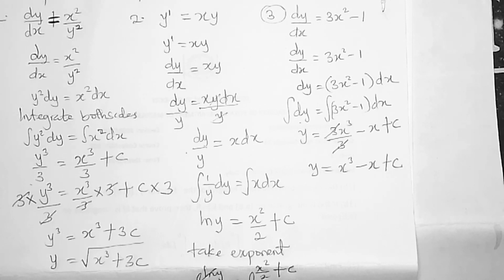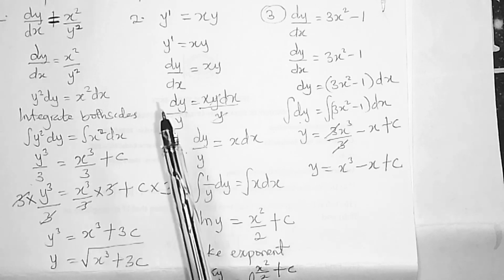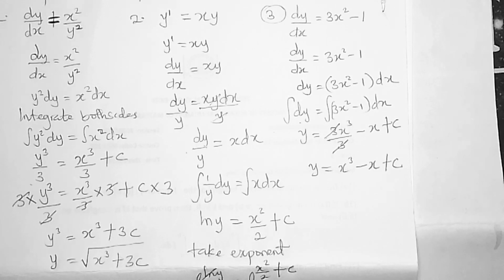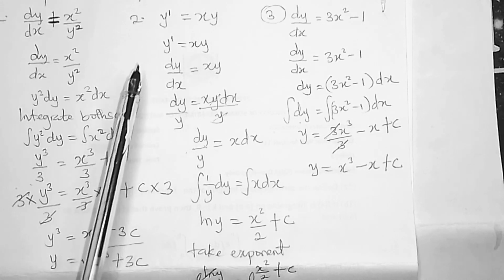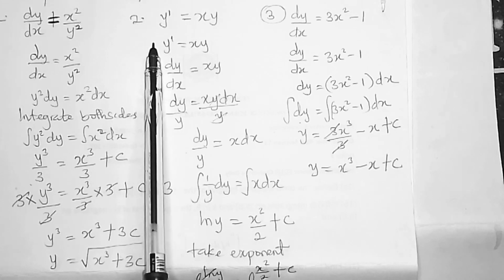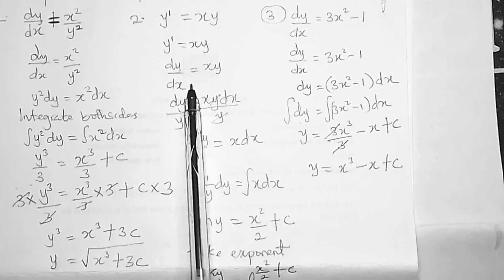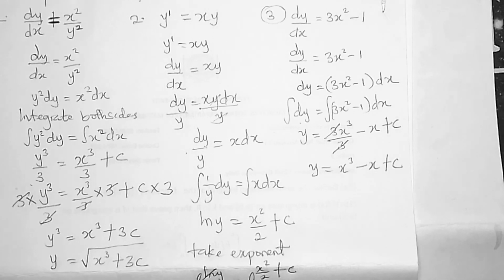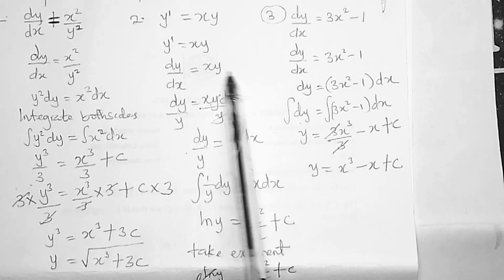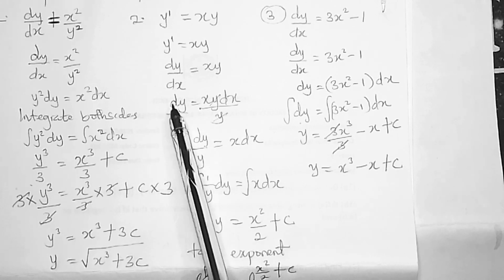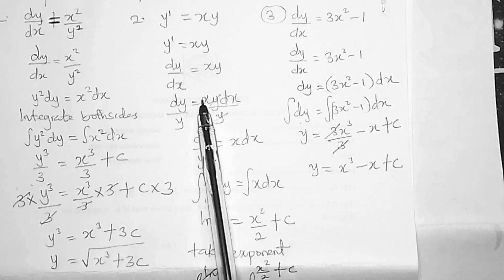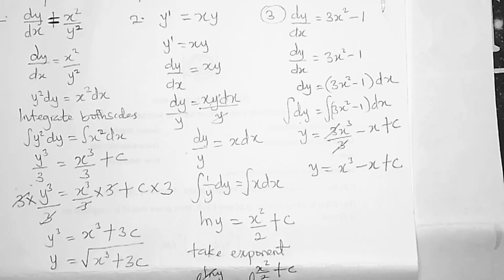Now if you look at the second example, it is quite easier. In the second example, we have y prime equals xy, and according to differentiation, y prime is the same thing as dy/dx. So dy/dx equals xy. After that, what is the next thing to do? Cross multiply. If you cross multiply, you are going to have dy equals xy dx.